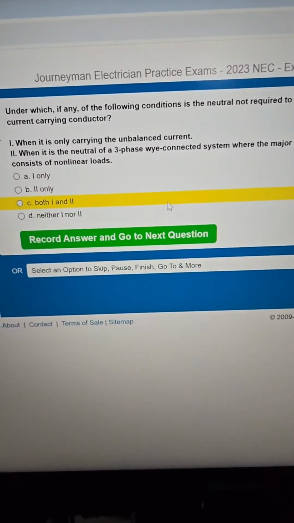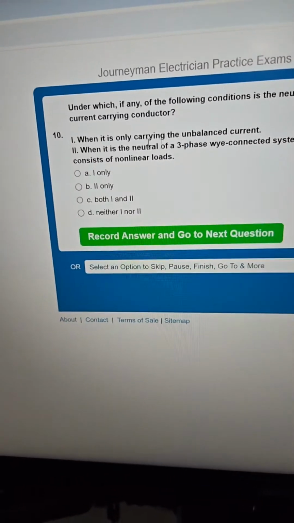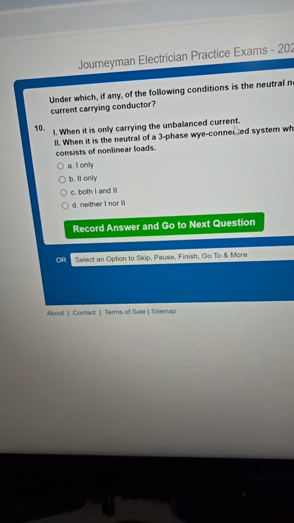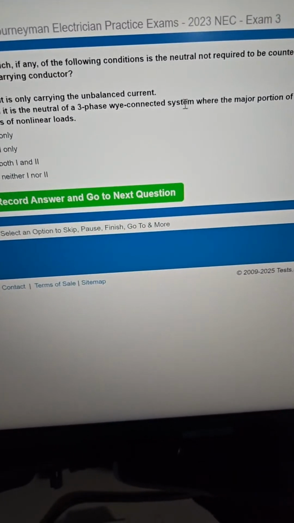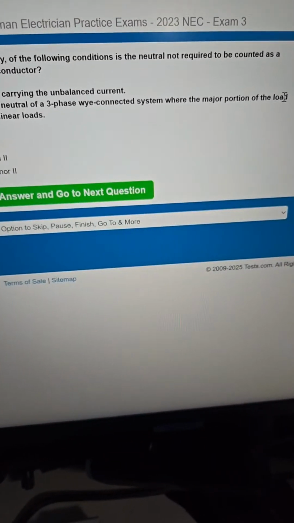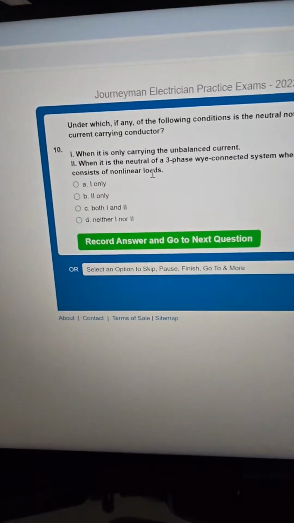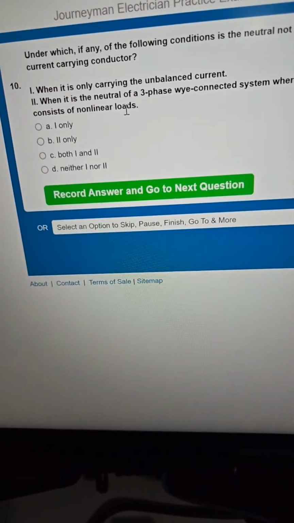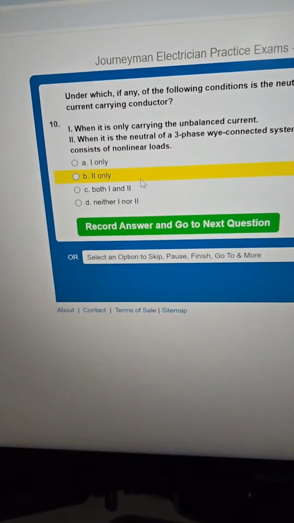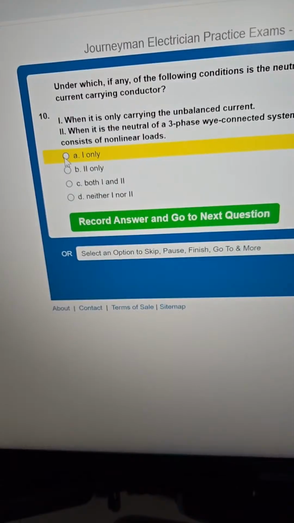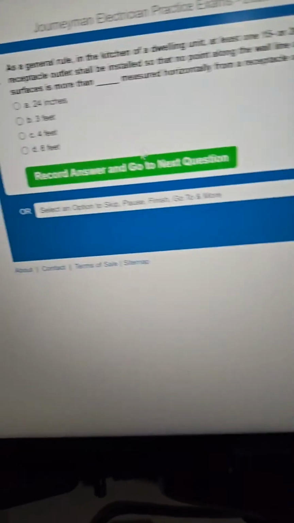Under which of the following conditions is the neutral not required to be counted as a current carrying conductor? Okay. When it's only carrying unbalanced current, that's true. And when it's the neutral of a 3-phase Y-connected system and the major portion consists of nonlinear loads. No. It's only one. There we go.